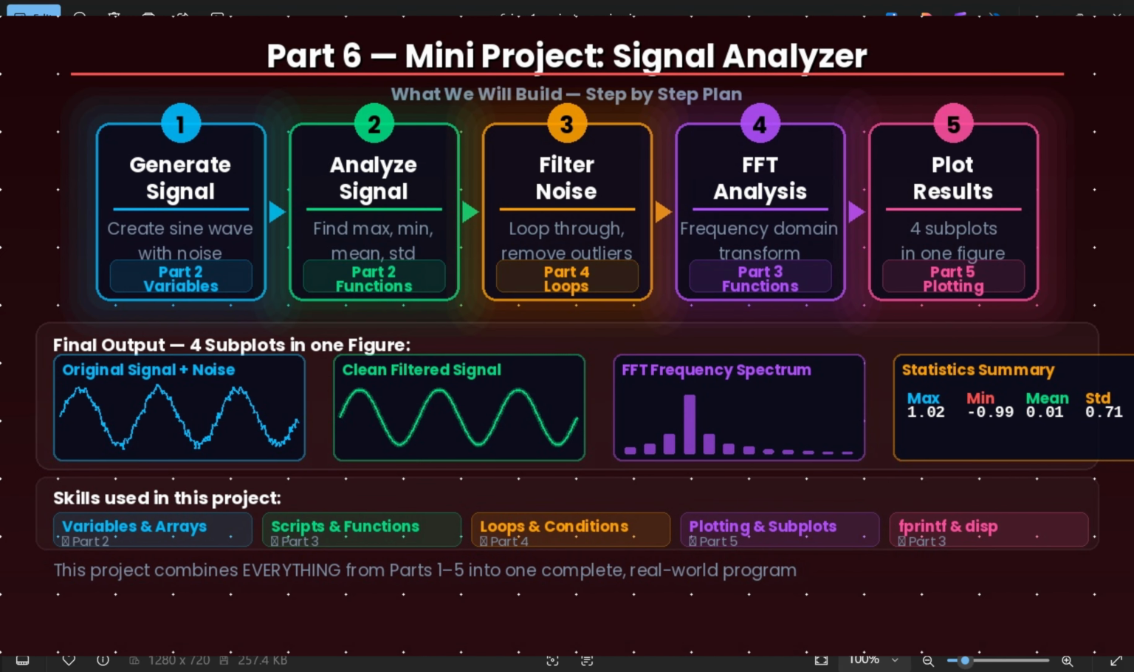Here is the full plan, 5 steps: generate the signal, analyze the signal, filter the noise, then we run the FFT, then plot everything. Each step uses a skill from a different part: variables from part 2, functions from part 3, the loops from part 4, and the plotting from part 5 of this series. By the end you will have the complete working program, about 60 plus lines of code.